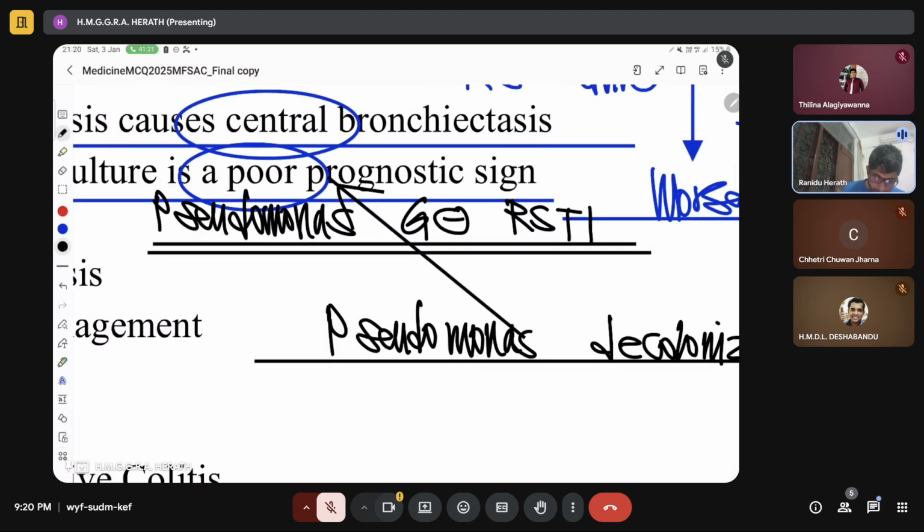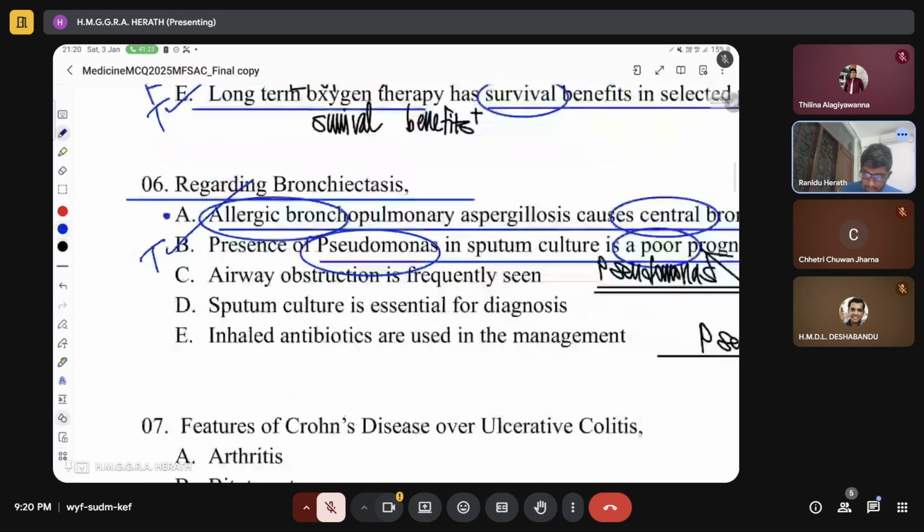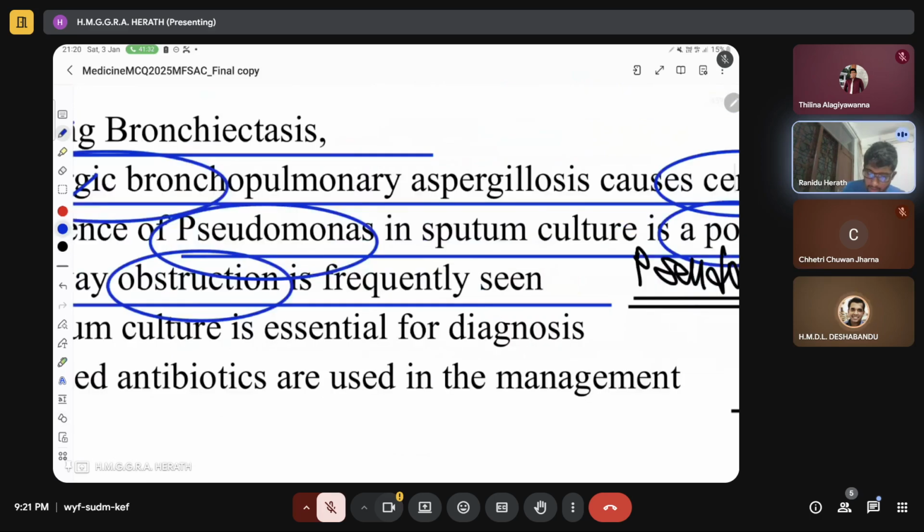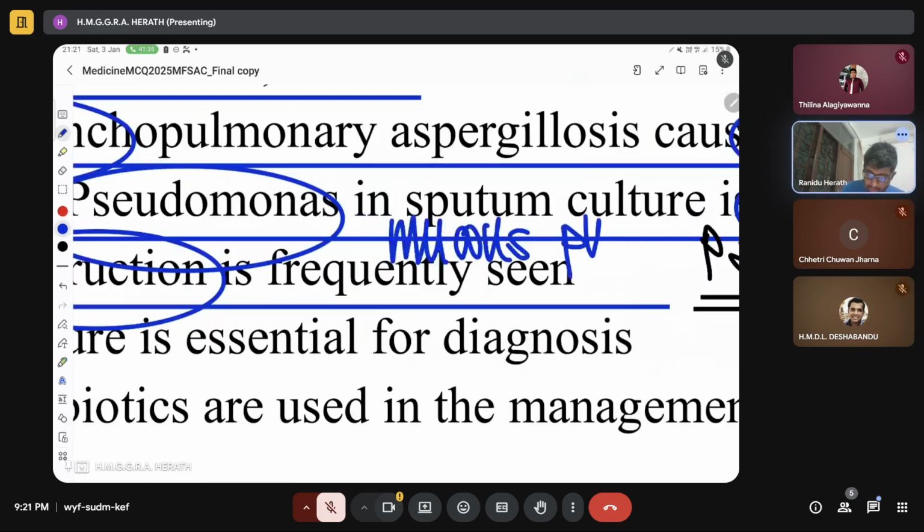Airway obstruction is frequently seen. True or false? True. Why? Because of large mucus plugs. Understood?